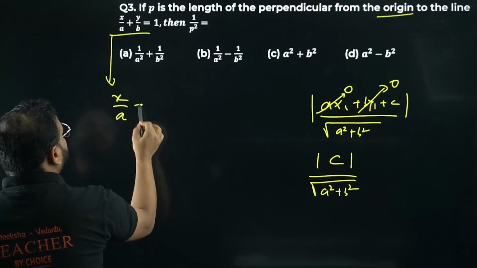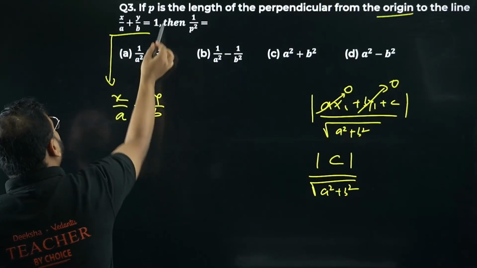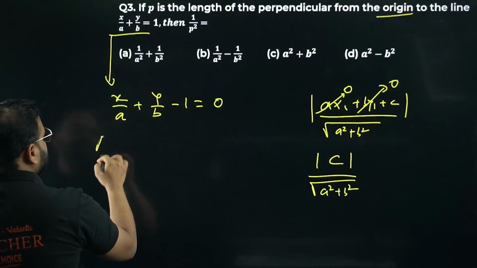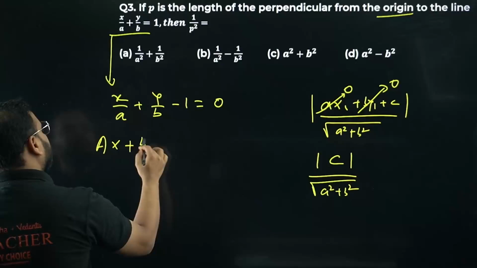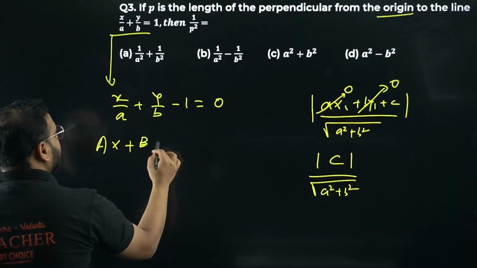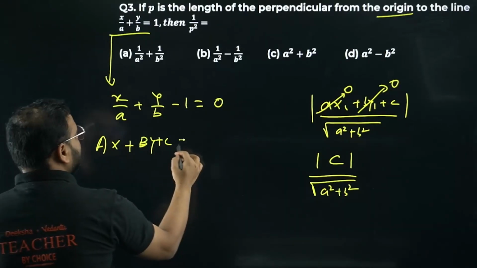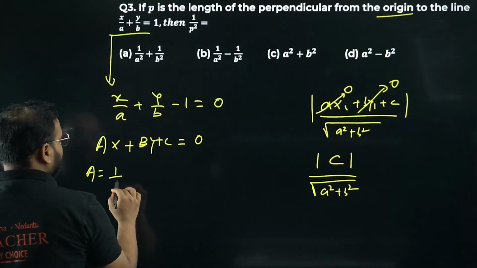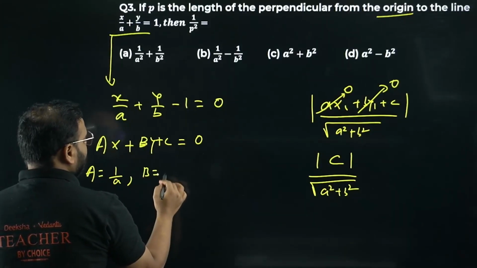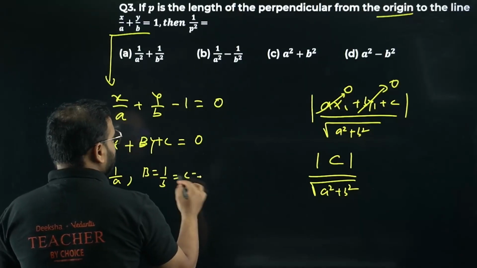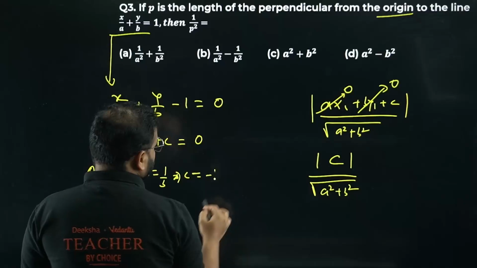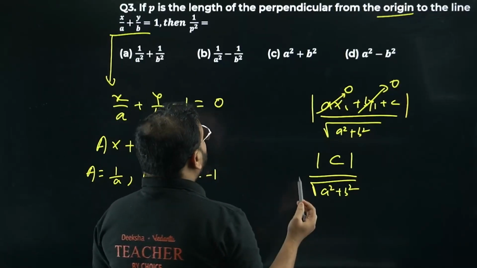x by a plus y by b equals 1. I'll take this on this side, because it will become minus 1 equals 0. Now if you compare this with this form, ax plus by plus c equals 0, from here I'm getting your a is nothing but 1 by a, your b is nothing but 1 by b, and your c is nothing but minus 1. So put your values. This will be your perpendicular.